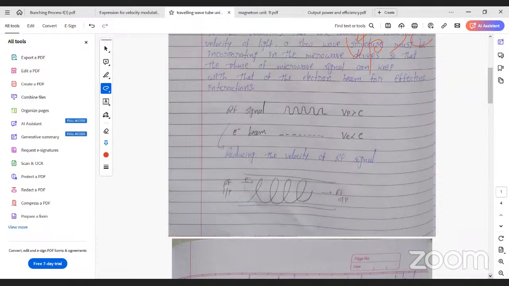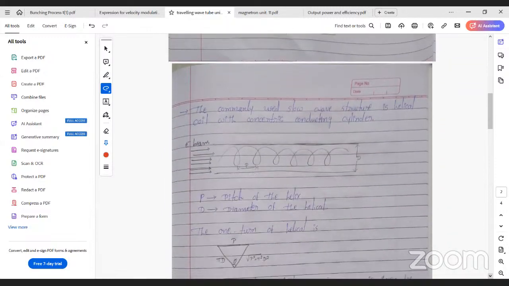A helix is like a spring shape. This spring shape helix tube I am taking. At one side of the tube I am sending the radio frequency input, and from the other side I am taking the radio frequency output. Actually, this radio frequency input velocity is more. After passing through the helix tube, the velocity is reduced, and it matches the speed of the electron beam. Next, where will we use this? They are used commonly for slow wave structures.